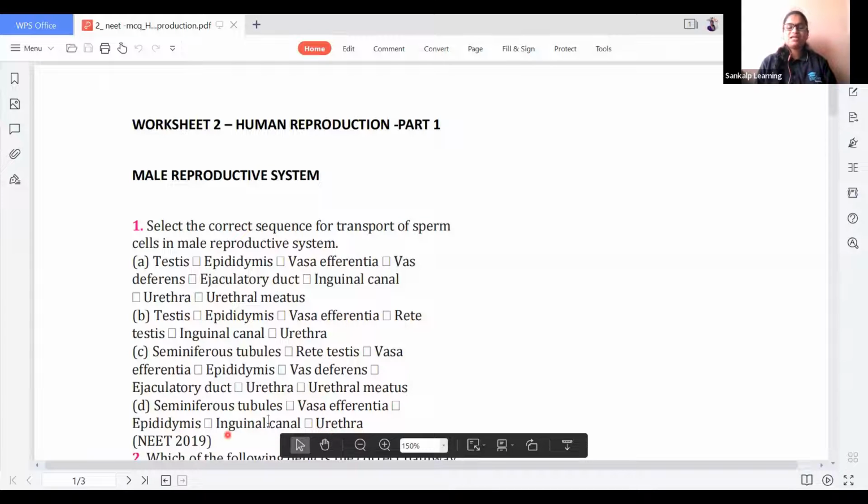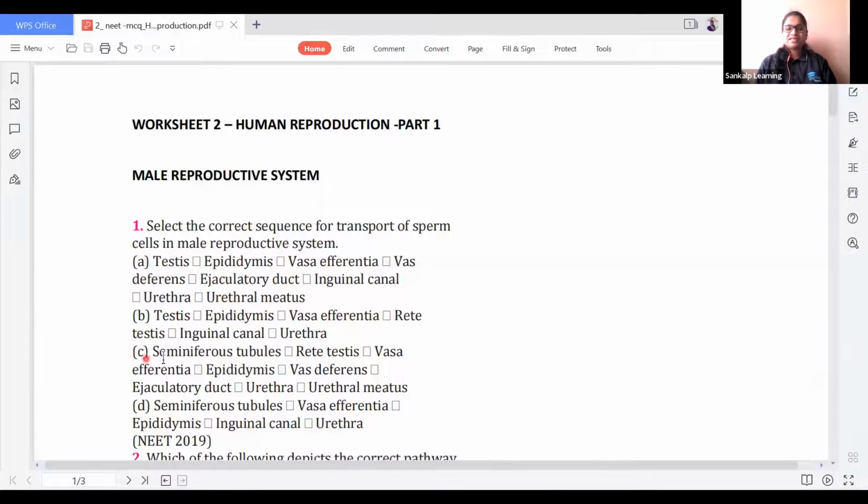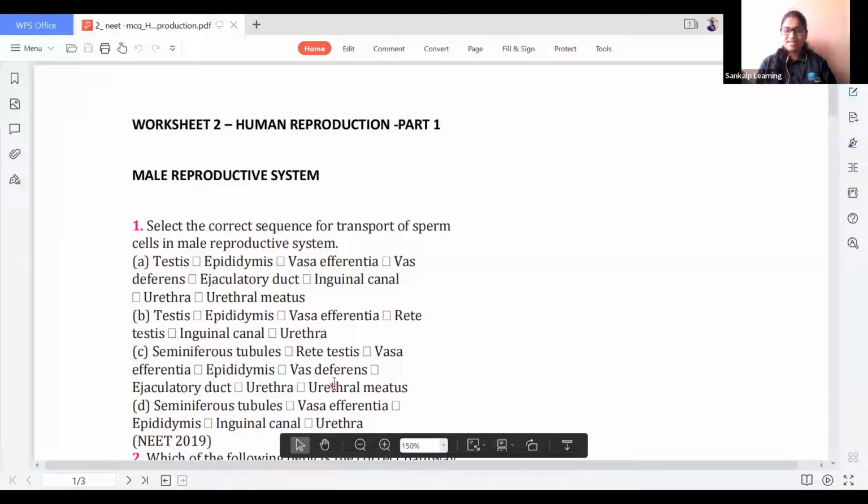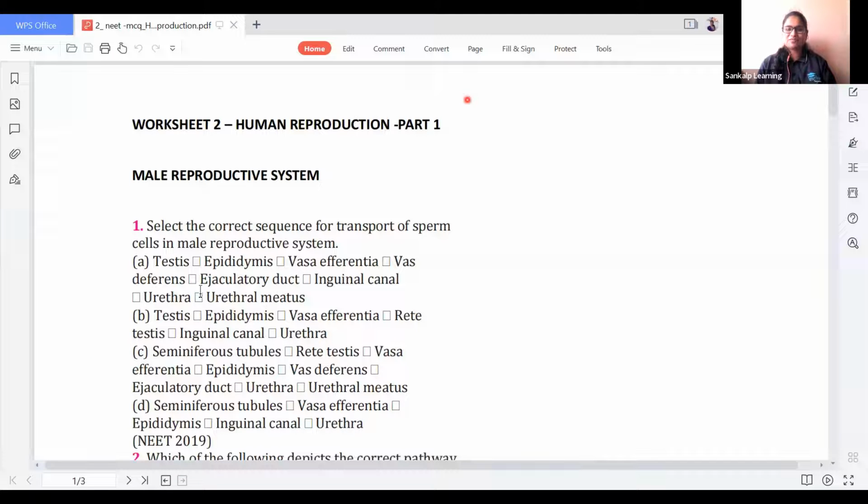So the inguinal canal does not have any part here in the transport of sperms. So the right answer is seminiferous tubules, rete testis, vasa efferentia, epididymis, vasa deferentia, ejaculatory duct, urethra, and urethral meatus. So option C is the right answer. Let me explain that. This comes under accessory ducts.